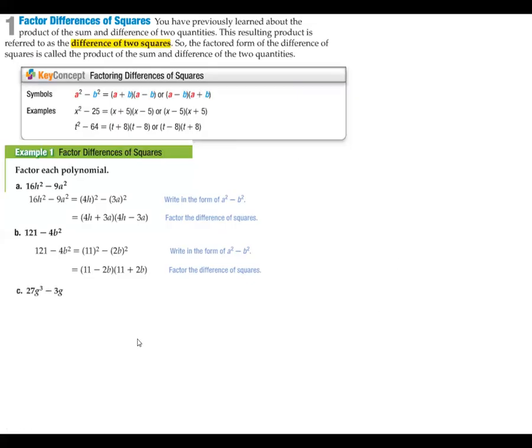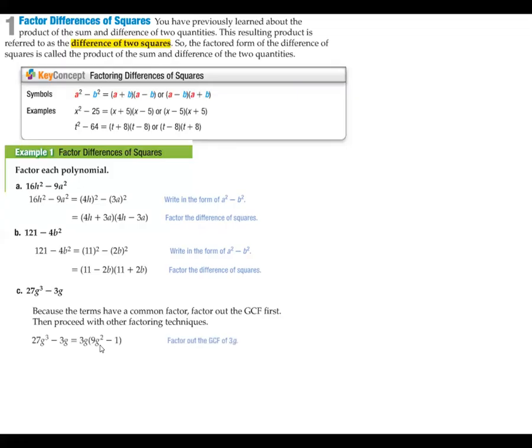All right, now look at this one. There's no squareds, but if you look at 27g cubed and the 3g, you can factor out a 3g from both of those. So factor out a 3g, and then you're left with 9g squared minus 1. Now, a lot of people get stuck whenever there's a 1 here, and they think, oh, that can't be difference of squareds. But remember, 1 squared is itself.